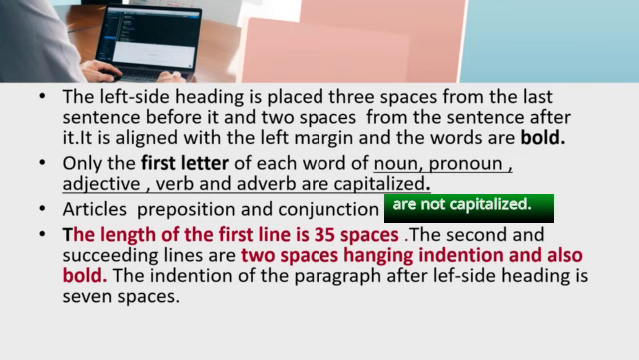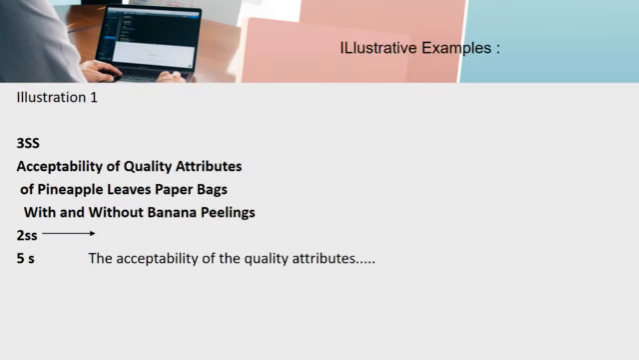The length of the first line is 35 spaces. The second and succeeding lines are 2 spaces, hanging indentation, and also bold. The indentation of the paragraph after left side heading is 7 spaces. So look at the illustration given.